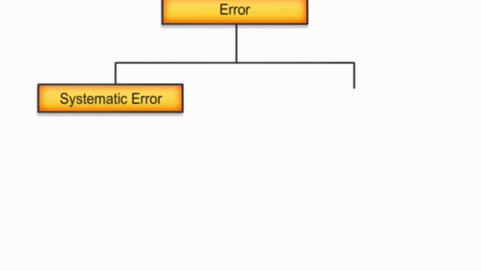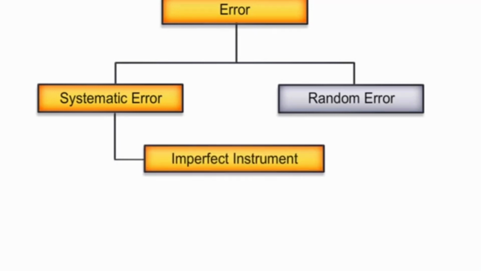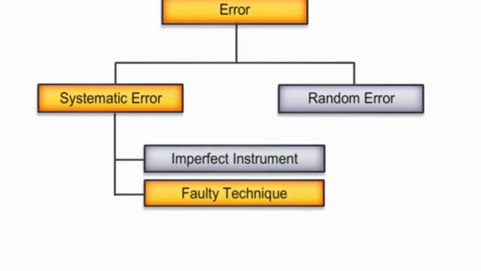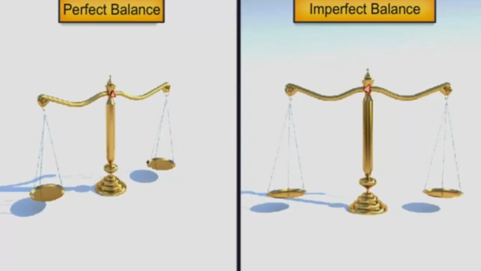So errors can be broadly classified into two: systematic errors and random errors. Systematic errors are unidirectional, meaning they will either be positive or they will be negative, and you will get the same type of error for all your readings. But random error can be positive or negative. Systematic error can occur due to an imperfect instrument, faulty technique or incorrect process.